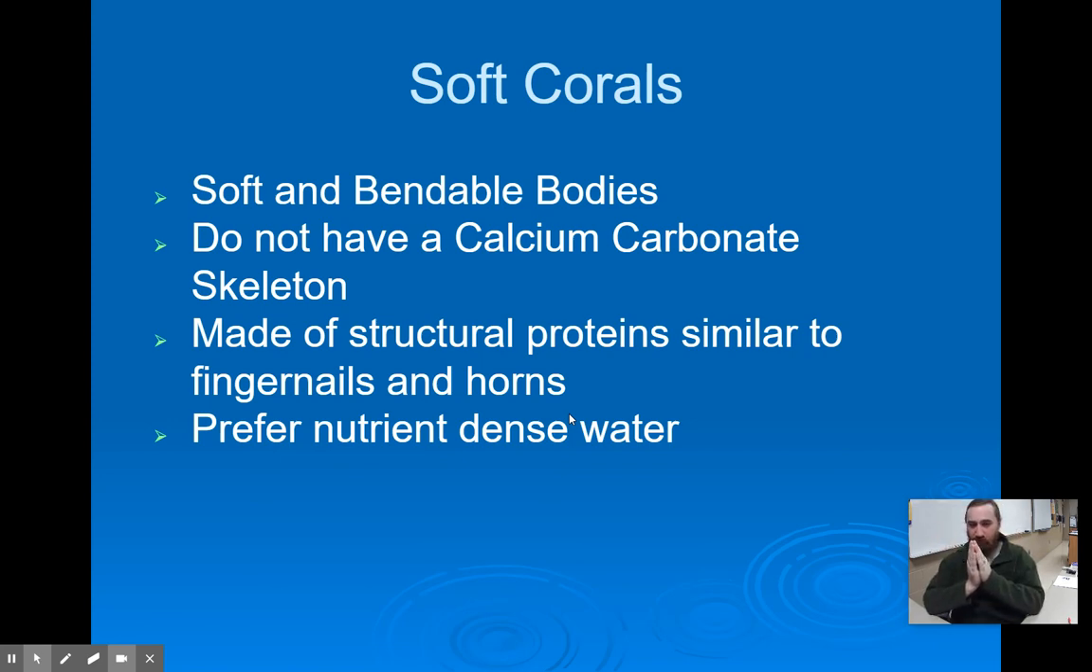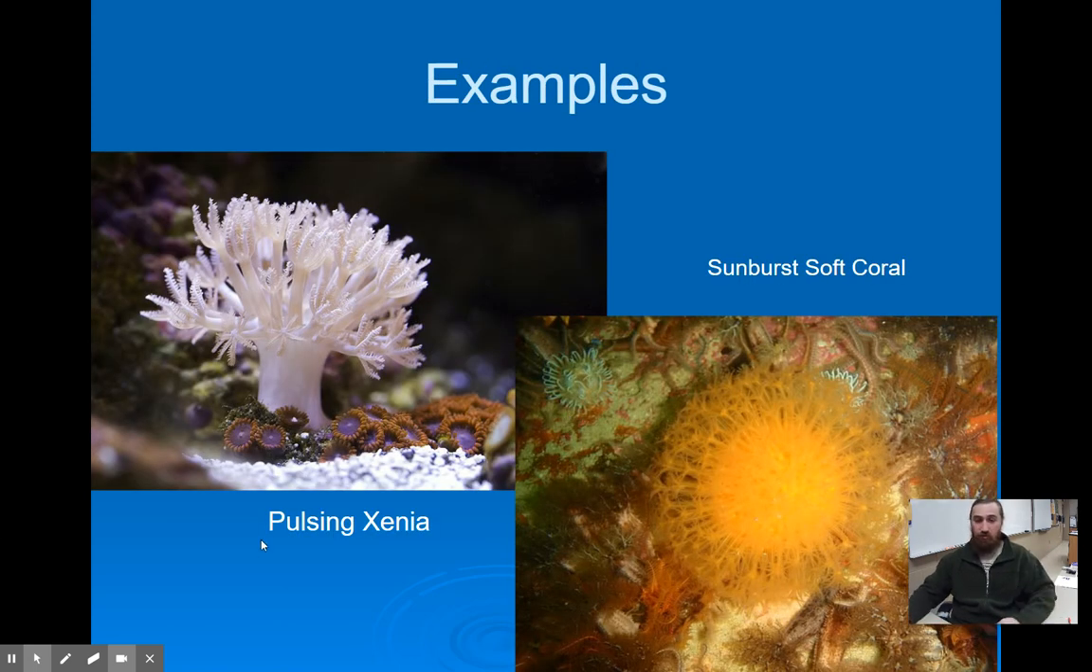Now, soft corals do prefer nutrient-dense water. They do not have those zooxanthellae algae on them to do photosynthesis for the most part. Some of them do, but most of them do not. So instead, since they are sessile and not able to move, they're waiting for zooplankton or dead organic material to fall on top of them, and that's how they eat.